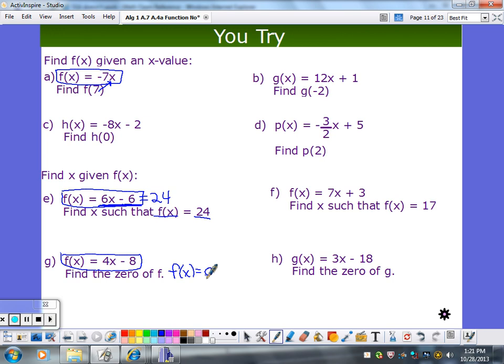Think about it. The zero of a function is an x-intercept. At the x-intercept, the value of y is always what? 0, or f of x equals 0. So you take your f of x, set it equal to 0, and solve. That's how we do it.